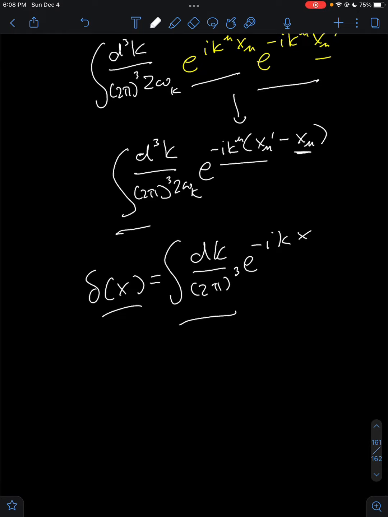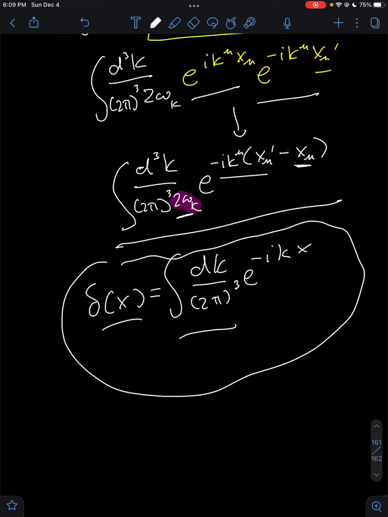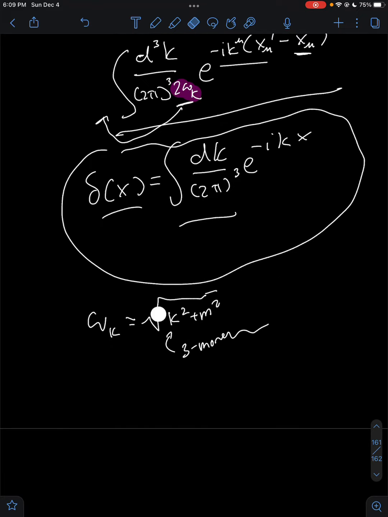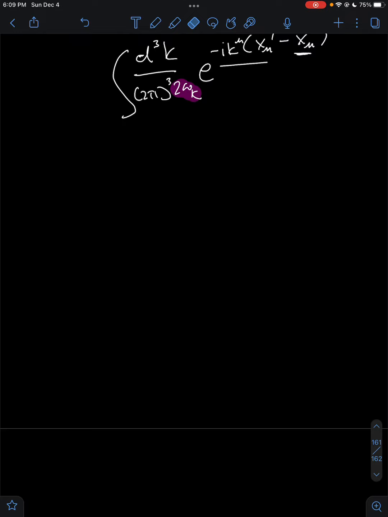And that's kind of like what's over here, except for this pesky little 2 omega k. It's almost like the form of a delta function. We have 2 omega k. And it would be great if omega k was a constant, because it wouldn't even matter at all, right? But since omega depends on k, and we're integrating over k, we can't just move it to the front, right? Because omega k is, again, our energy, the square root of k squared plus m squared, where k is the 3-momentum. So the actual answer to this integral won't actually be a delta function.